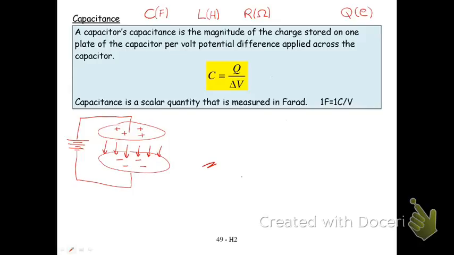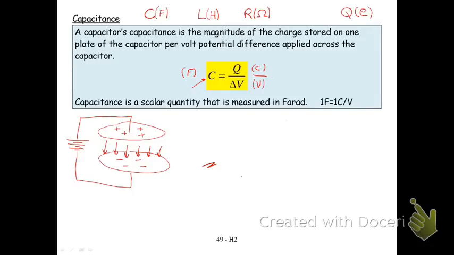So, okay, we say a capacitor's capacitance is the magnitude of the charge stored in one plate of the capacitor per volt potential difference applied across the capacitor. We need a figure of merit for how effective a capacitor is. And what we say is that our capacitance, which is measured in farads, is equal to the charge stored, which is measured in coulombs, divided by the potential difference, which is voltage.